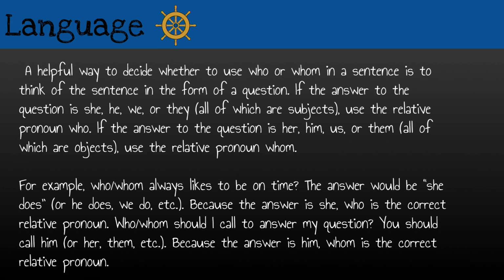Does that answer the question she? So the correct relative pronoun would be who.